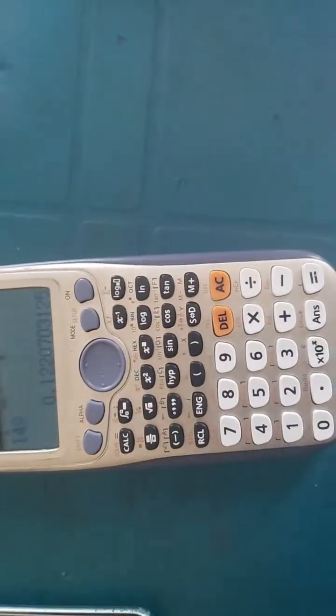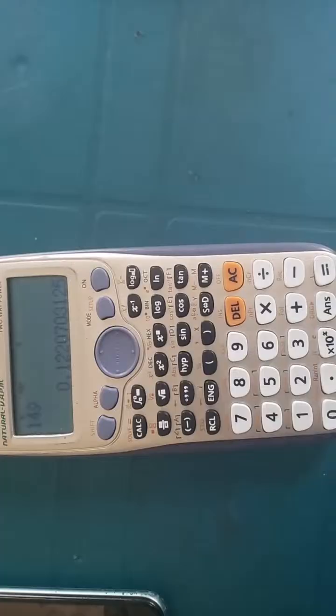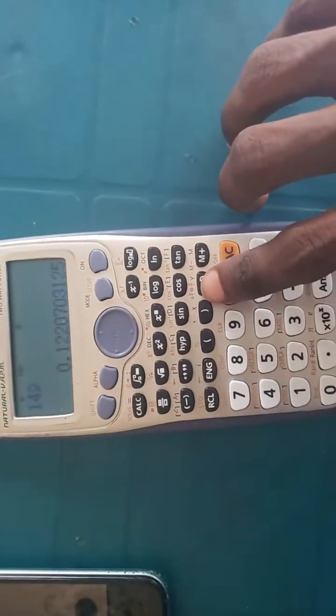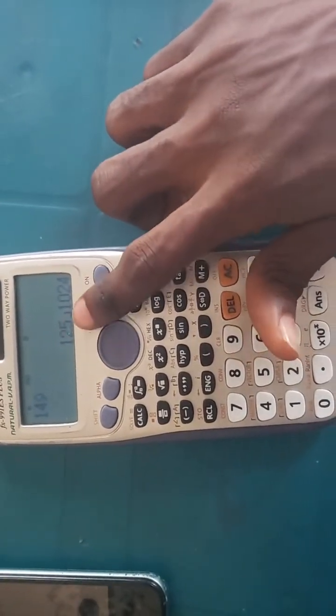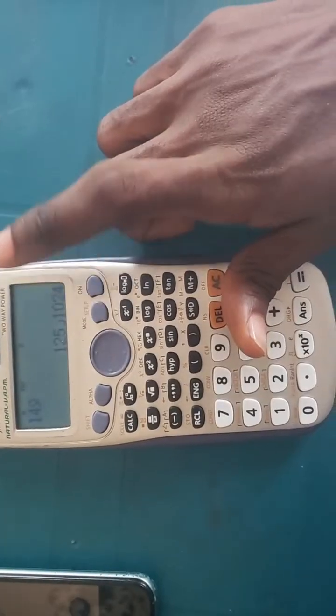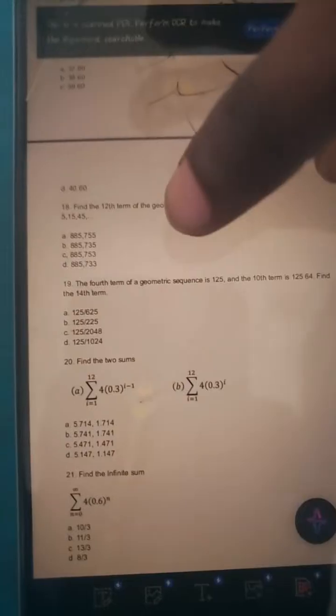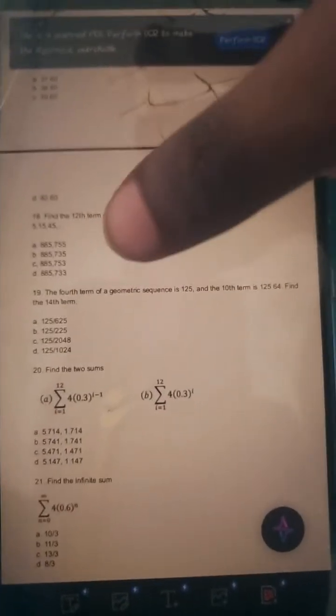You can actually convert it to a fraction. This is because the options were in the form of fractions. So you can do your SD. Just click on your SD, then boom, you can see we have the answer. This comma here means divided by. So we have 125 divided by 1024. So let's check that out. You can see that's option D, 125 divided by 1024.